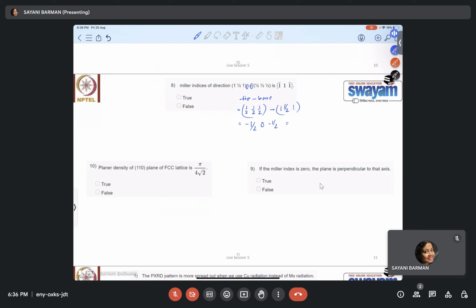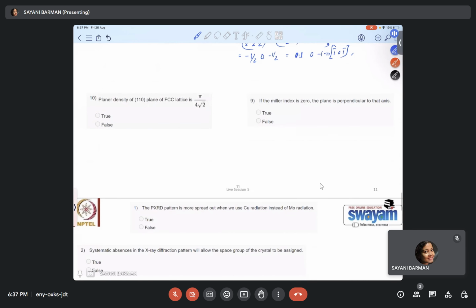Now, if we just do the LCM, then it would be 1, 0, minus 1. So this is 1, 0, 1 bar. This is not the similar direction. Okay, this is not the similar one. It's false. Planar density of 110 plane of FCC lattice is pi r by 4 root 2.